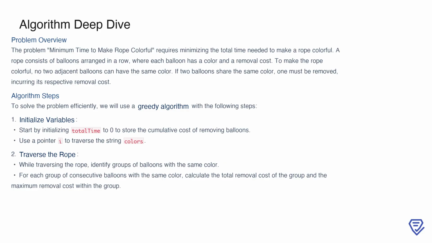To solve this, we employ a greedy algorithm. First, we initialize variables: total time to store the cumulative removal cost, and a pointer i to iterate over the string of colors. Then, as we traverse the rope, we identify groups of consecutive balloons with the same color and calculate their associated costs. This setup allows us to systematically address the problem with minimal computational overhead.